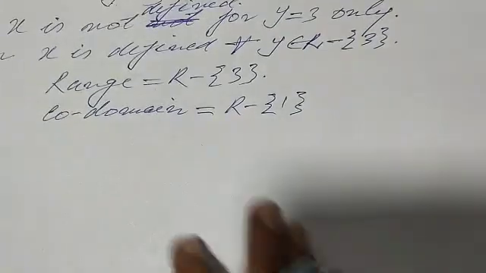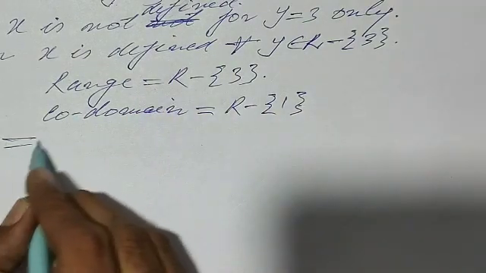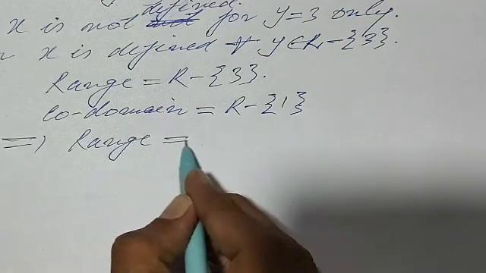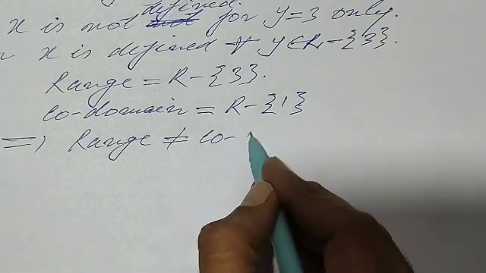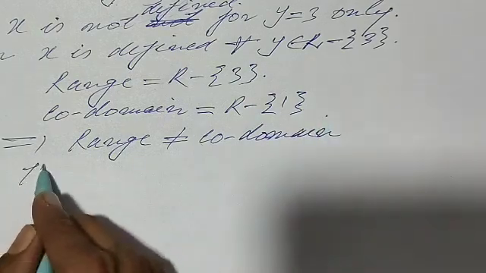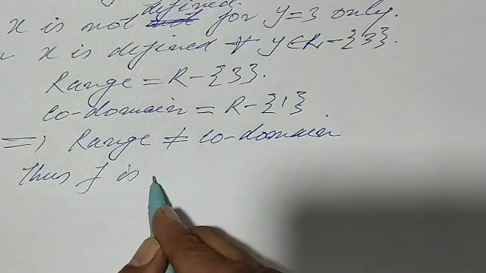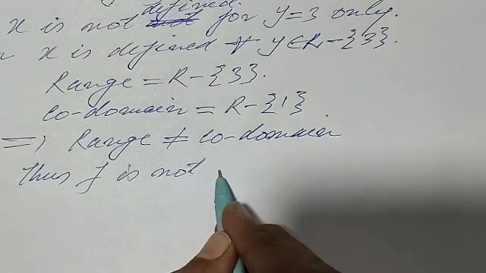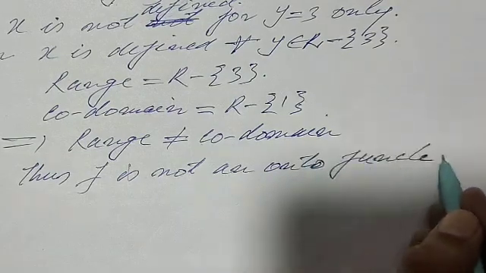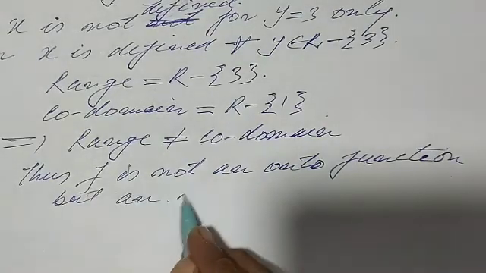So we observe that range is different from codomain. It implies that range is not equal to codomain. Thus, f is not an onto function, but an into function.